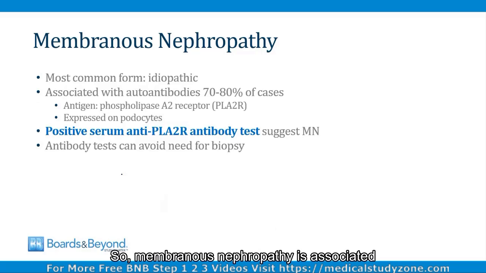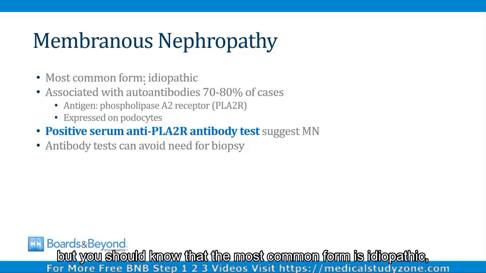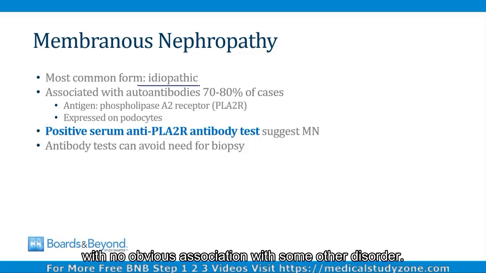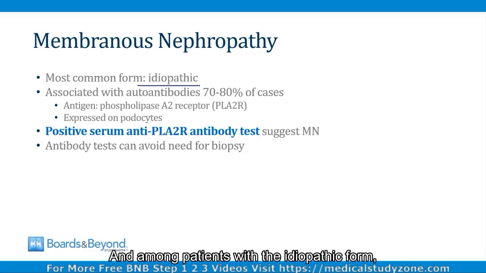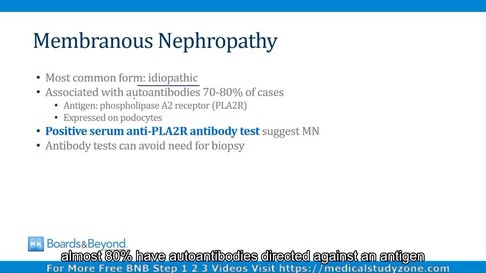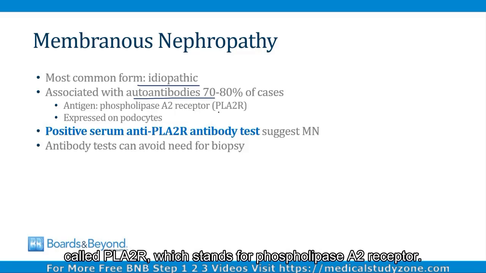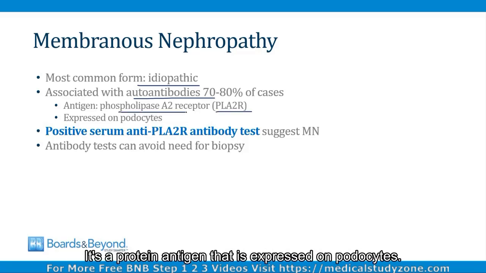So membranous nephropathy is associated with a number of other conditions, and we'll talk about that in a minute, but you should know that the most common form is idiopathic, with no obvious association with some other disorder. And among patients with the idiopathic form, almost 80% have autoantibodies directed against an antigen called PLA2R, which stands for phospholipase A2 receptor. It's a protein antigen that is expressed on podocytes.